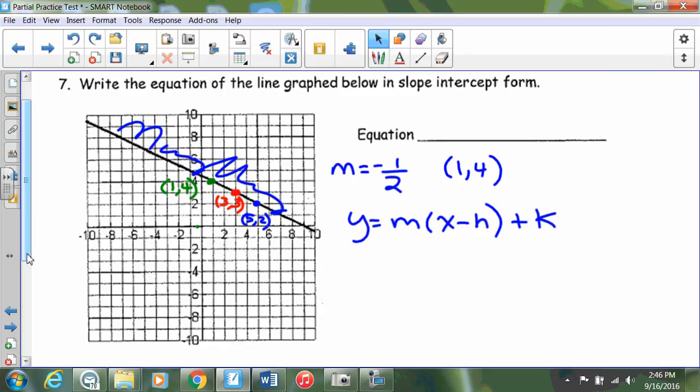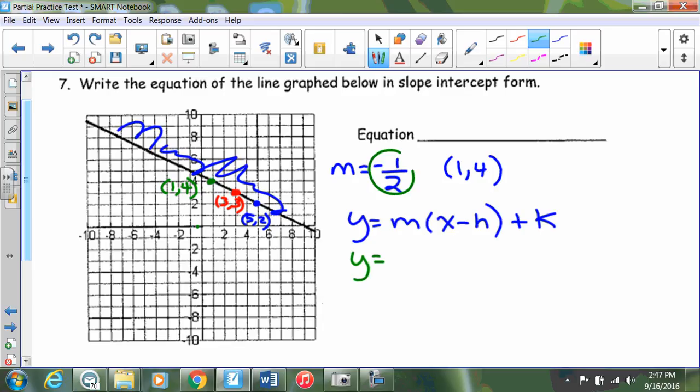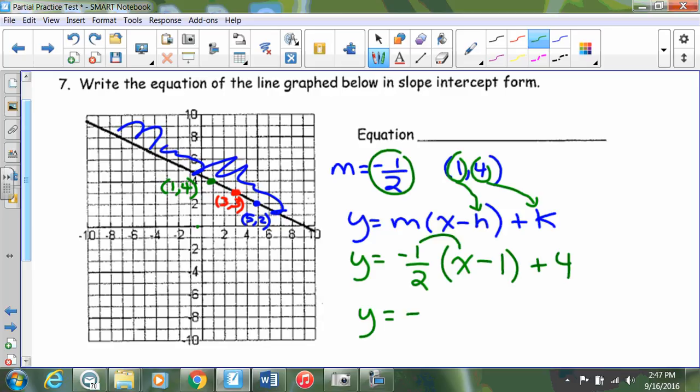And so when we're plugging in, I see the y equals, I write the y equals. I see the slope, I'm plugging in the negative 1/2 for the slope. I see the x minus, I'm going to write it. I see the h, I'm going to plug in the 1 for h. And I see the k, I'm going to plug in the 4 for k. And then I'm going to do the same thing and distribute. So I have negative 1/2 times x is negative 1/2 x. Negative 1/2 times negative 1 is a positive 1/2, plus 4.